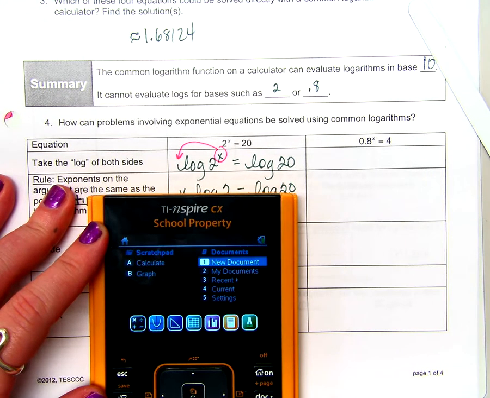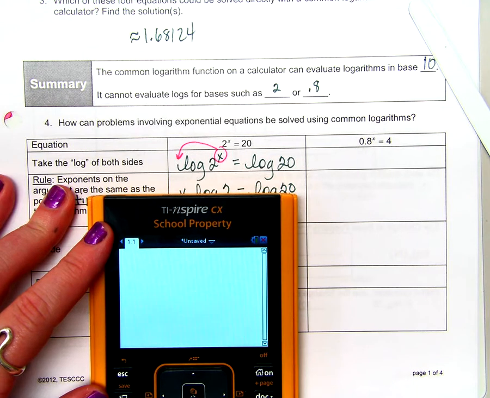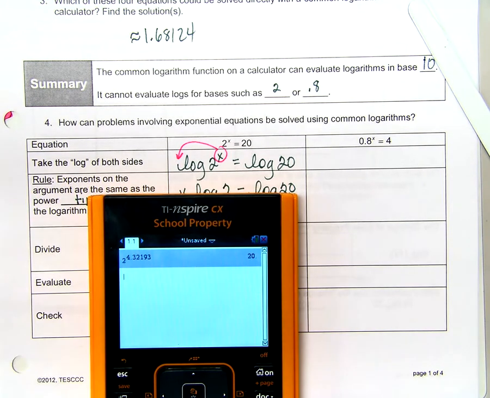So let's do a new document. No, I don't want to save the old. 2 raised to the... What is it? 4.32193? Well, that's so weird, because I know that's not right. Yeah, it still says 20.